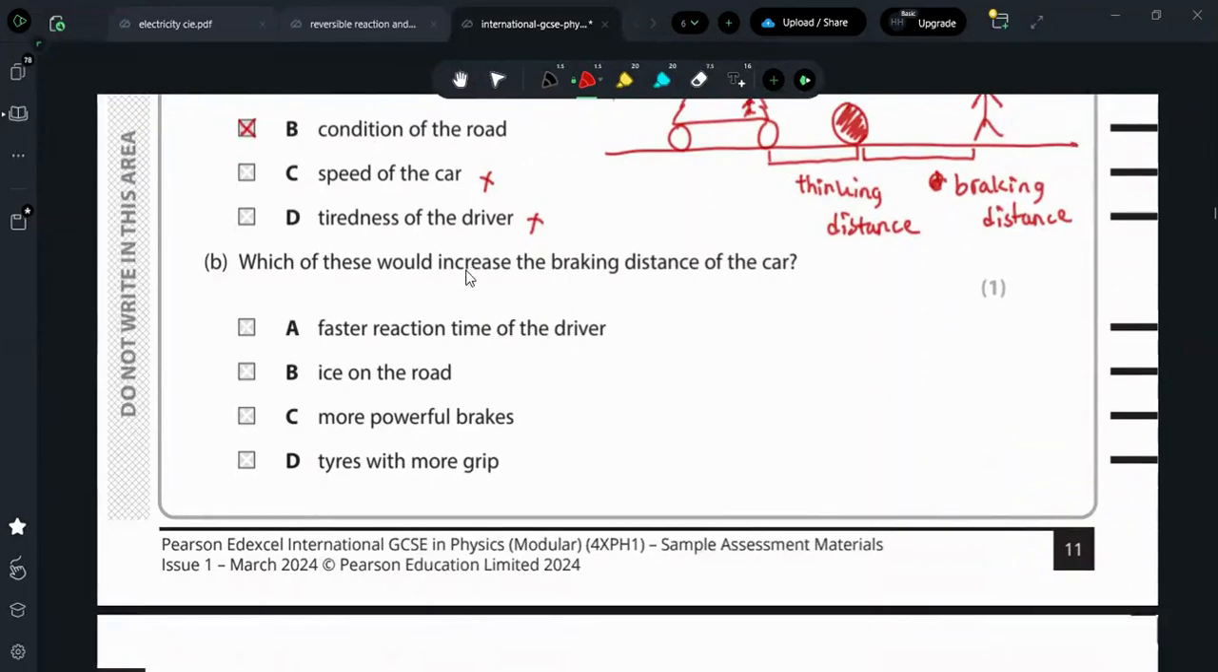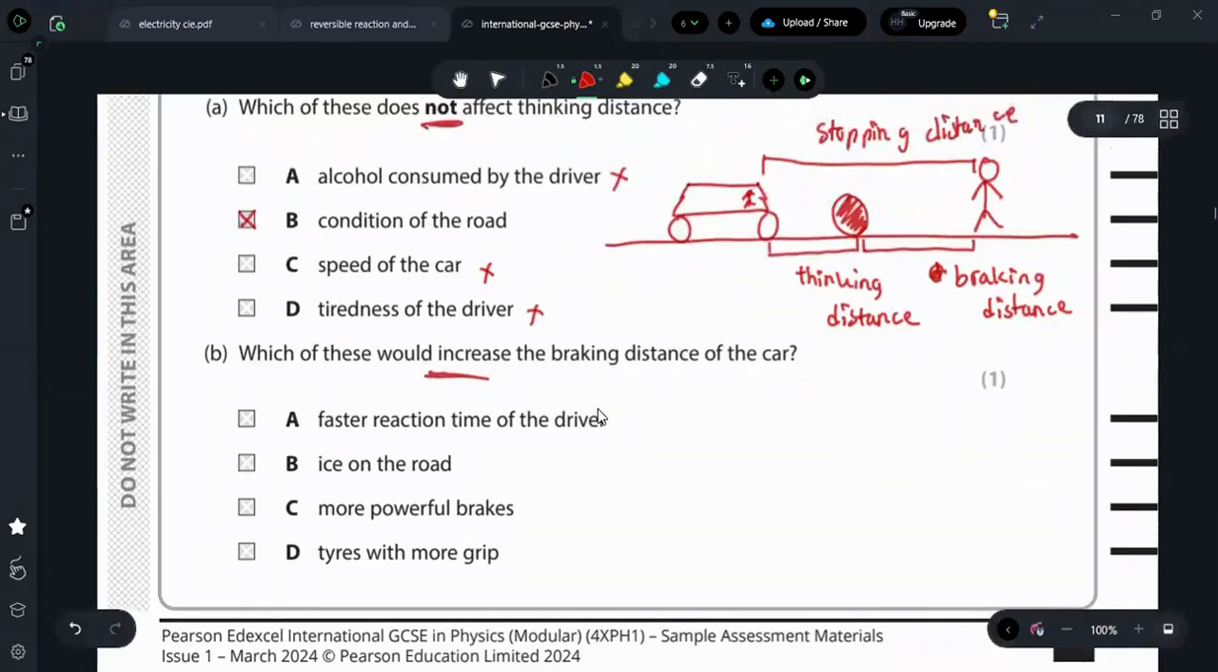Coming to question part B. Which of these would increase the braking distance of the car? Firstly, faster reaction time of the driver. If the driver reacts faster, they will apply the brake faster, and the sooner the brake is applied, the less distance the car will have to travel. So faster reaction time actually decreases my braking distance, hence this cannot be my answer.